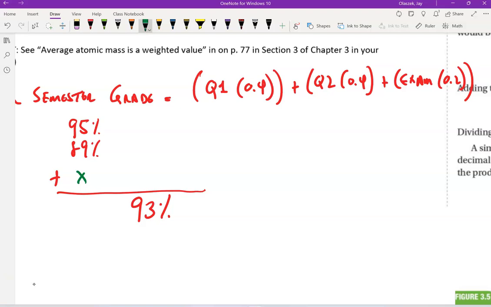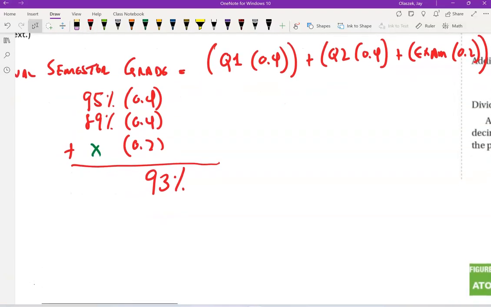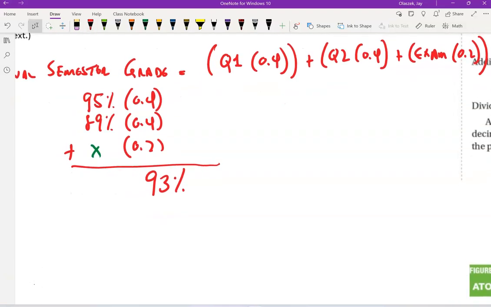a 93%. So the way we do that is we're going to take whatever you got for quarter 1, we're going to multiply that by 0.4. We're going to take whatever you got for quarter 2 and multiply that by 0.4, and we're going to take whatever you get on the final exam, we're going to multiply that by 0.2. That means we want all these things to add up to 93%, which is of course the minimum grade to get an A for the semester. So let's do this and we'll solve for x.